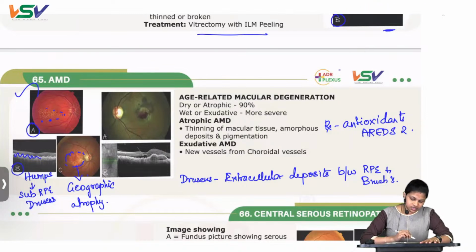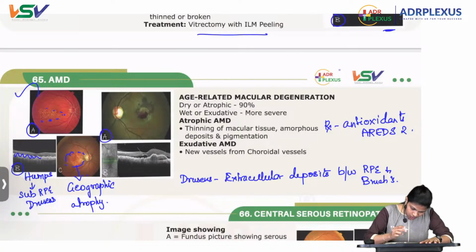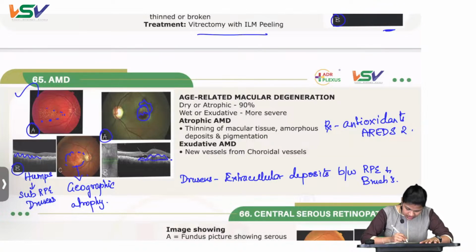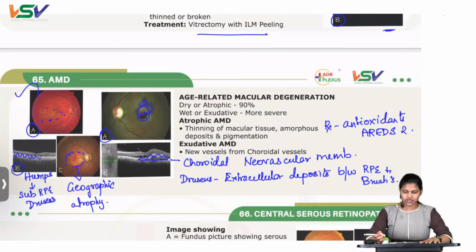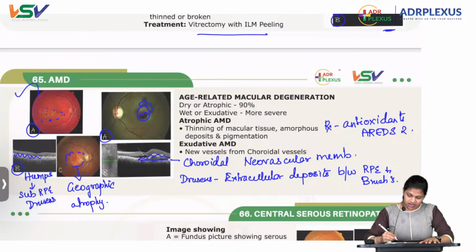Now the wet part, the exudative part, where you can see this diagram. There is neovascularization; blood vessels are seen and bleeding is seen. New vessels come from the choroid in the exudative type. And if you see the OCT, there is a membrane here. This is the choroidal neovascular membrane. We call it CNVM.